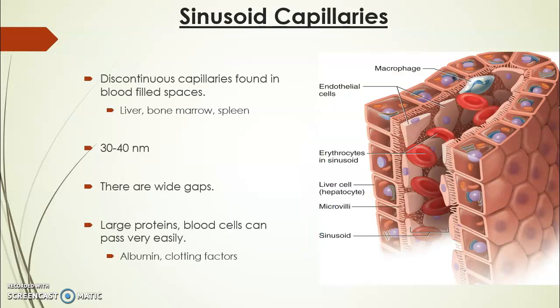Now, again, these sinusoid capillaries are going to pretty much have the largest gaps possible, and they're going to allow large proteins, blood cells, that albumin that we talked about, the blood proteins, to pass through very, very rapidly. So we're going to see that the spleen, liver, and bone marrow are all going to have that spongy sinusoid tissue.